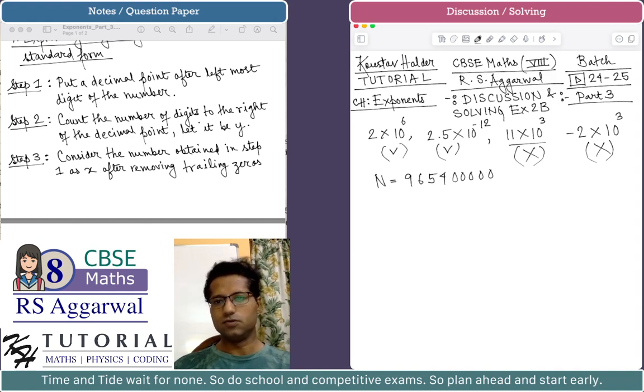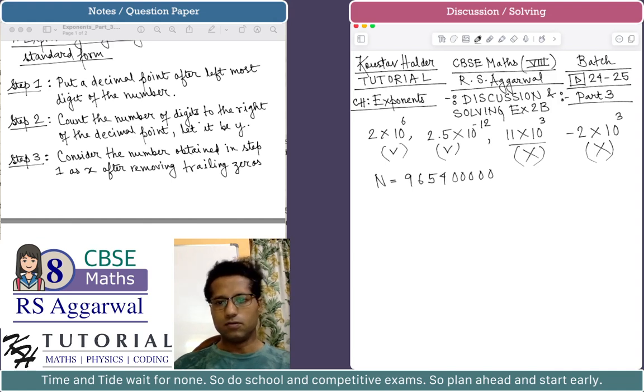This form is known as the usual form, and the one with x multiplied by 10 to the power y is known as the standard form. Sometimes it is also known as scientific notation or scientific form. Now, n equals 9654000. This is the usual form. So you will be asked to express a number in usual form in the standard form.